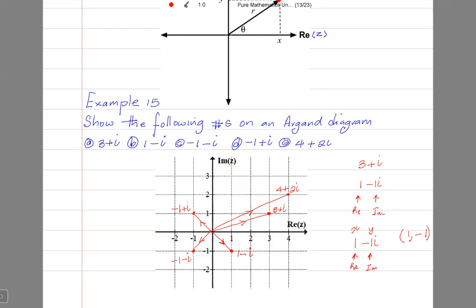Sir, hold on. Sir, for B, the 1 minus i. Yes. That's basically (1, negative 1), right? The point (1, negative 1), yes. Right. That would fall on the line? No. Yeah. You're good? Yes, sir. All right. That would be at the intersection of the lines x equals 1 and y equals minus 1. All right, so let's stop the video and turn the page.